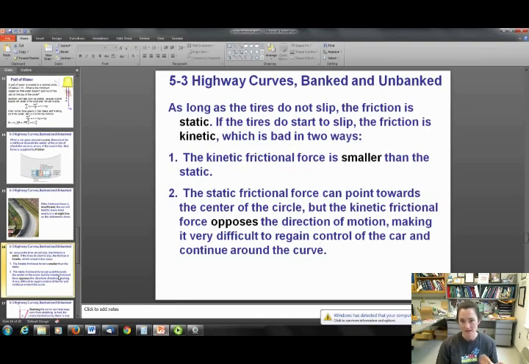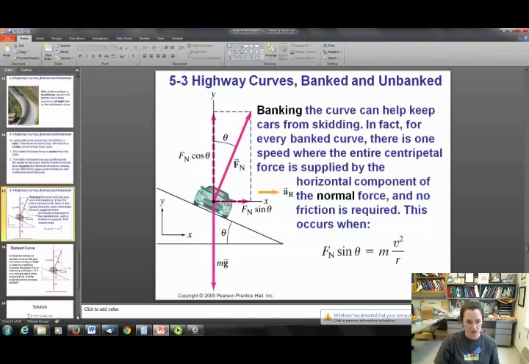And that means that it's going to be more difficult to regain control of the car and continue around the curve in that case. So lots of times you'll bank the curve so that the cars don't skid. And you'll see this in a lot of exit and entrance ramps to freeways. Banking the curve can help keep cars from skidding, and for every banked curve you can actually solve, and engineers do this when they build roads, for the speed where the entire centripetal force is supplied by the horizontal component of the normal force, and then friction's not required.